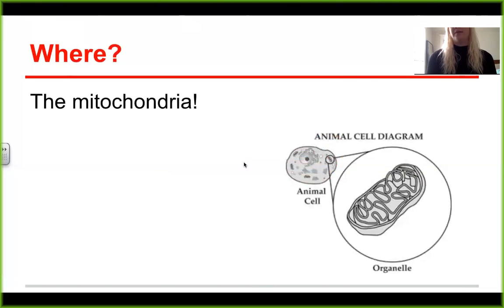So where is this occurring? Well, I kind of gave it away here, but it's occurring in the mitochondria, right? Which again has its own membrane. It also has all these membranes inside. It looks kind of gross, I think personally, as an organelle, because I judge how organelles look, but it is super, super efficient at producing ATP.